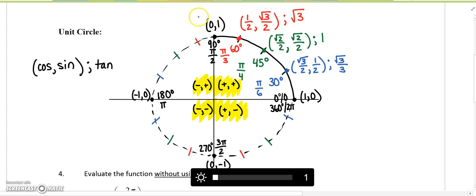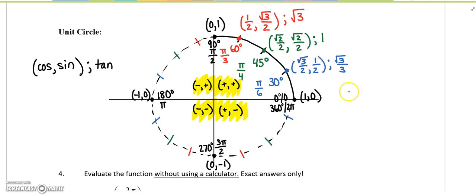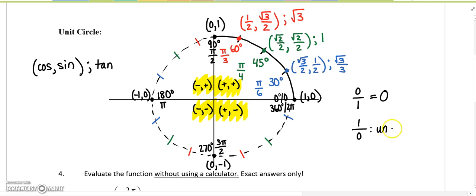These other ones, the tangents aren't as difficult. Just remember, if it's 0 divided by 1, that's 0. If it's 1 divided by 0, that is undefined.